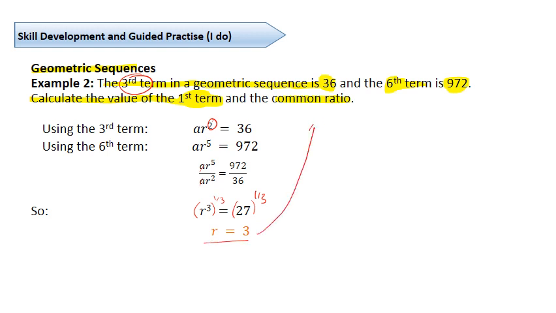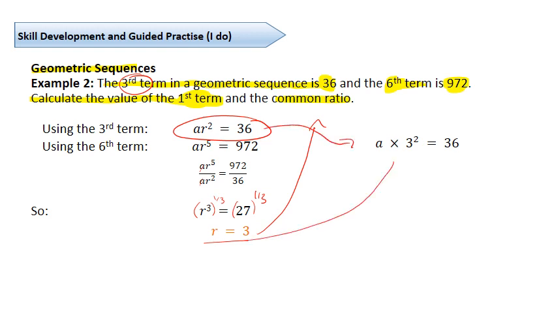Perfect. We have successfully solved for our common ratio, and now what we need to do is use one of these formulas up here. We can either use AR squared equals 36, or we can use AR to the power of 5 equals 972 to solve for our A, because we know the R. Let's go ahead and do that. This formula comes from here, and I've just substituted in my R value. A times 3 squared equals 36. I get there 9A equals 36, and then A equals 4.